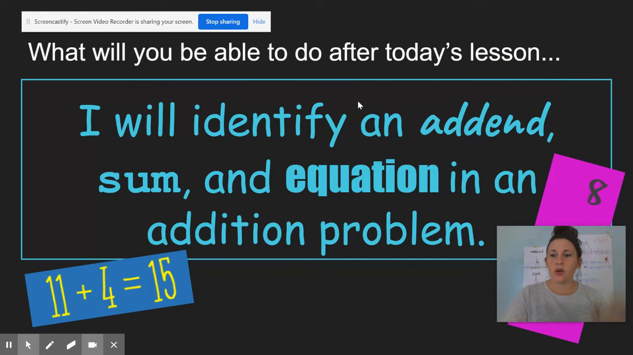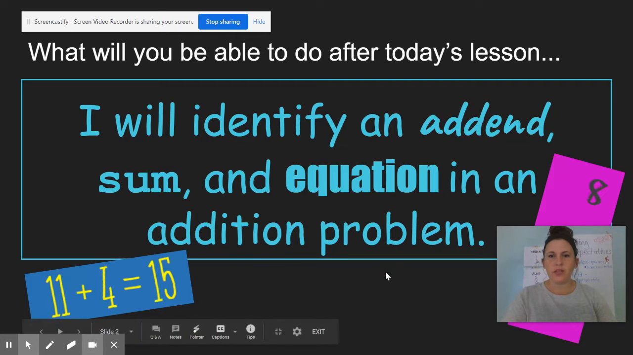All right, so what you're gonna know at the end of this lesson, what will you be able to do after today's lesson? You'll be able to say, this is you talking, I will identify an addend, sum, and equation in an addition problem. So you're going to be able to identify those three words, addend, sum, and equation. You may not know what they are right now. You might know what they are right now. By the end of this PowerPoint, you're going to know what an addend, a sum, and an equation is, and you're going to be able to say, I know how to do this. I know how to find it, identify it. I got this. Next slide.